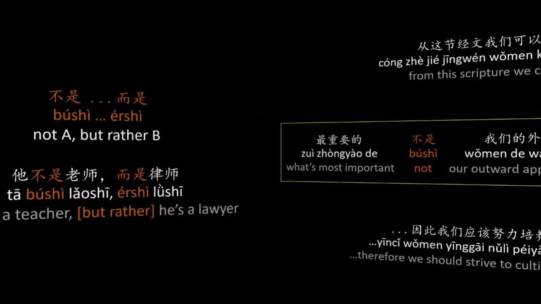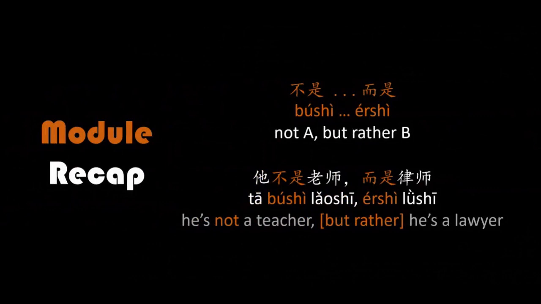So, 不是而是 is a correlative serving the function of not A, but rather B. So we use it when we want to contrast. 他不是老师，而是律师. He's not a teacher, but rather he's a lawyer.